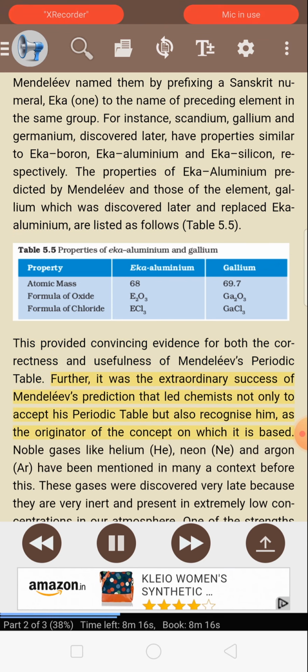Noble gases like helium, He, neon, Ne, and argon, Ar, have been mentioned in many a context before this. These gases were discovered very late because they are very inert and present in extremely low concentrations in our atmosphere. One of the strengths of Mendeleev's periodic table was that when these gases were discovered, they could be placed in a new group without disturbing the existing order.